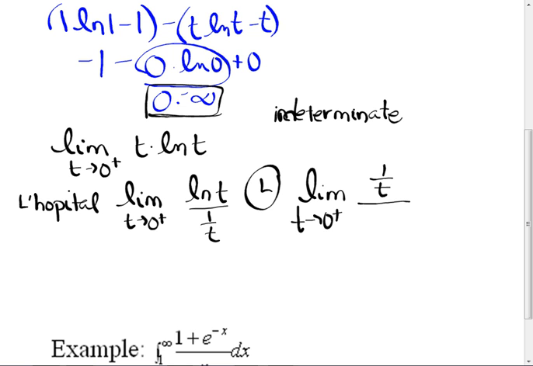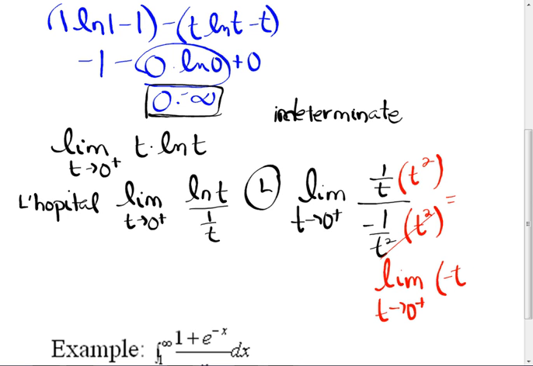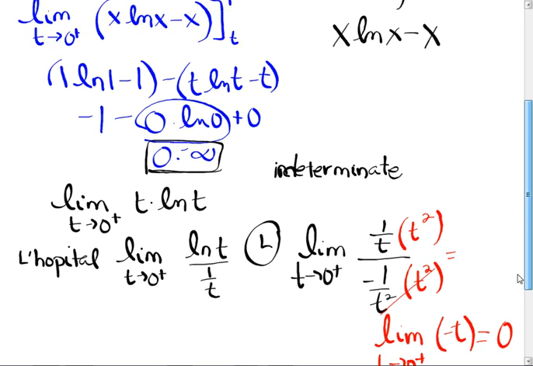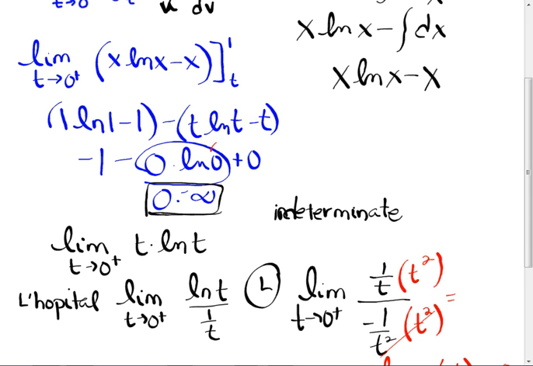Have you memorized the derivative of 1 over T yet? Negative 1 over T squared. I can't help it, I've just done it too many times. Then we do T squared, and there's a negative sign there. And so I end up getting what? This goes away, and I end up getting T, right? So the limit as T goes to 0 of negative T, which is 0. This ends up being 0. So the answer is negative 1.